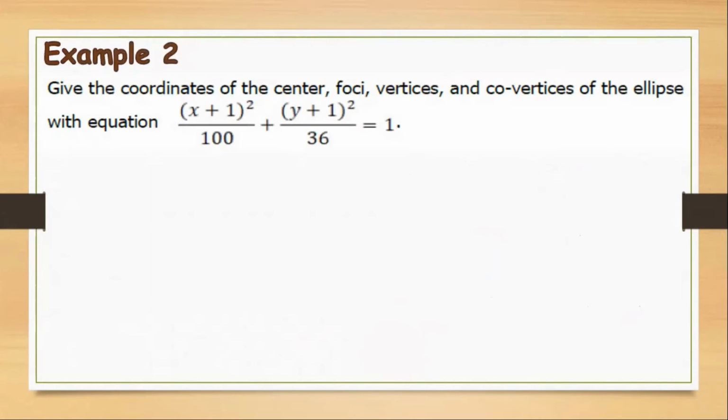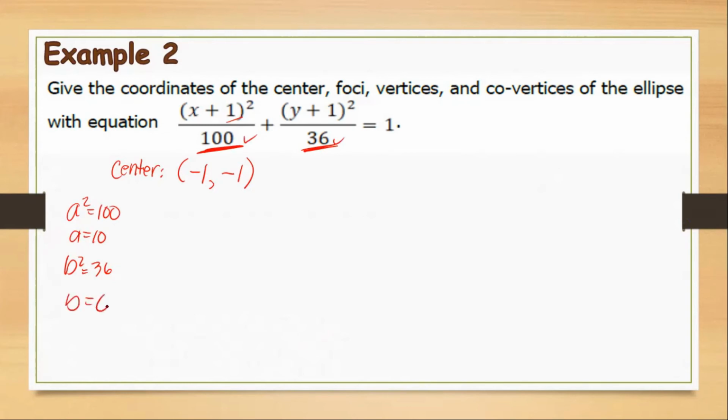Let's have our example 2. Okay, at this time, our principal axis is found at x. So we have (h, k), our center, at negative 1, which is the partner of your x, and your y is negative 1. Your h is negative 1 and your k is negative 1. Our a squared is equal to 100, and so our a is equal to 10. Our b squared is equal to 36. This one is our b squared. This one is our a squared. So b is equal to 6.